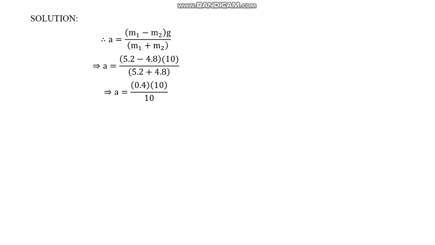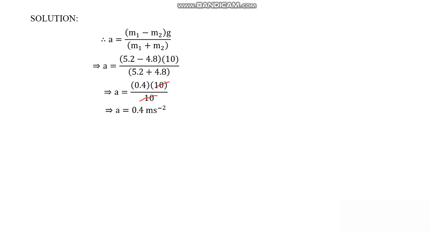First, in the solution, we will use the formula for acceleration. You have to remember this formula: a = (m1 - m2)g / (m1 + m2). Put all the values: m1 as 5.2, m2 as 4.8, g as 10, and m1 + m2 as 5.2 + 4.8. Do a little math with the help of your calculator. 5.2 minus 4.8 is 0.4, 10 remains the same, and 5.2 plus 4.8 is 10. Now we can cancel this 10 by this 10. What remains is 0.4, and the unit for acceleration is m/s². So the answer for acceleration is 0.4 m/s².